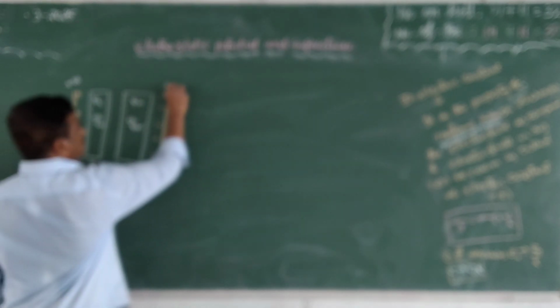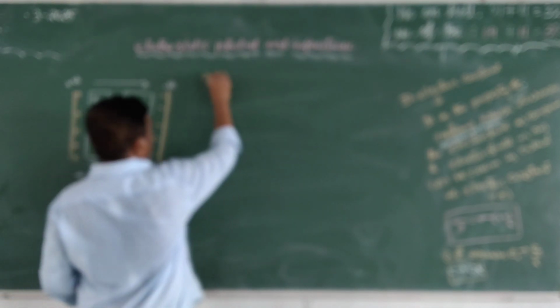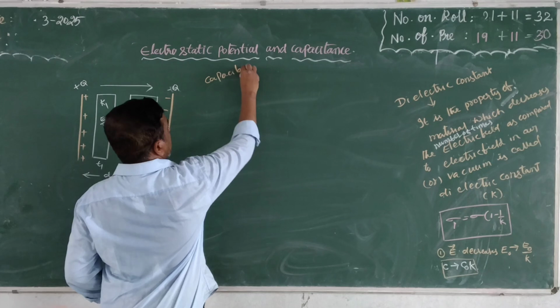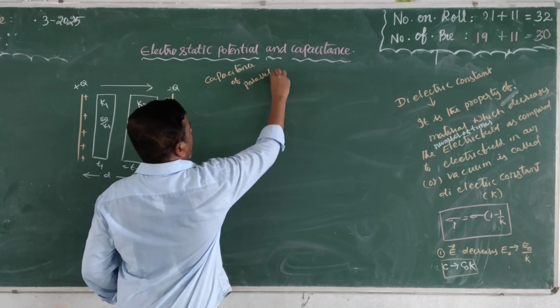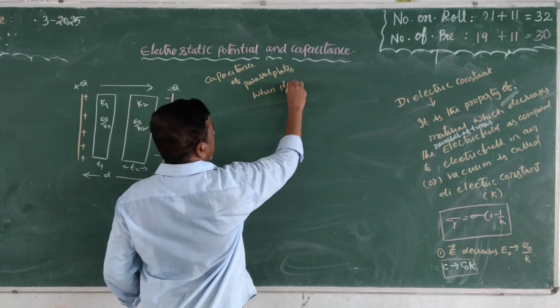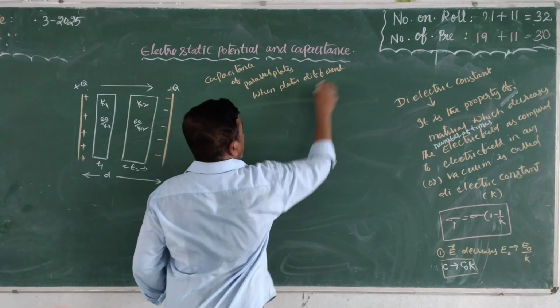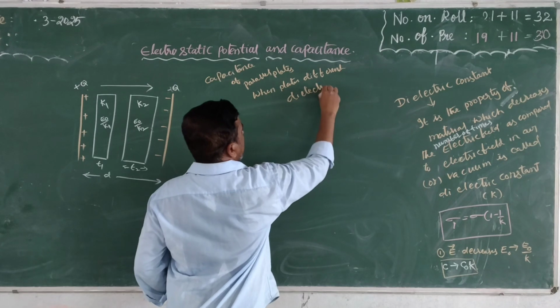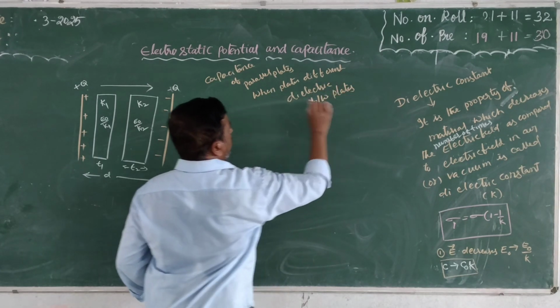See now here we can write it is plus q, it is minus q. We want to find out what is the capacitance of this parallel plate capacitor. So capacitance of parallel plates when different dielectrics are placed between the plates. In that case we can find out what is the capacitance.